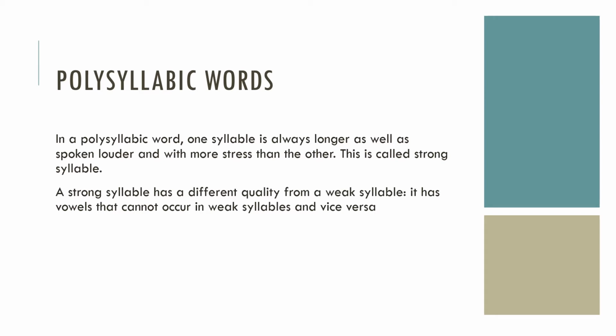From the number of syllables, words are divided into monosyllabic words and polysyllabic words. Monosyllabic words are words that contain only one syllable, while polysyllabic words are those that contain more than one syllable. In polysyllabic words, there are strong syllables and weak syllables. A strong syllable has a different quality from a weak syllable. It has vowels that cannot occur in weak syllables and vice versa.